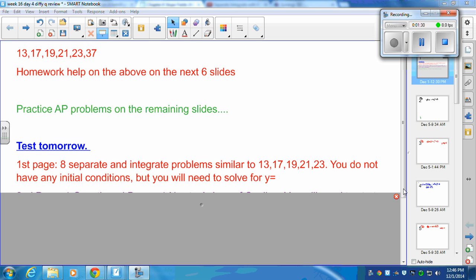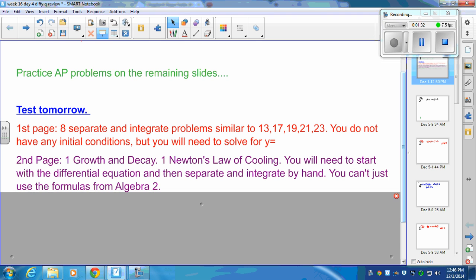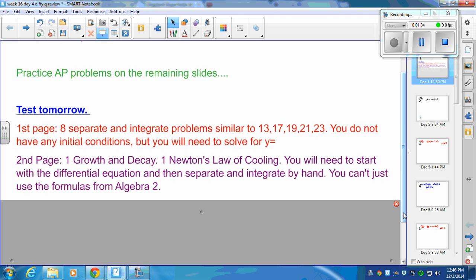The next page, page 2, will have 2 problems on it. One will be a growth and decay type problem, and one will be Newton's law of cooling. Now, these questions could have been written for an Algebra 2 test on this second page, but I do want you to start with the differential equation and then solve it for the equations.